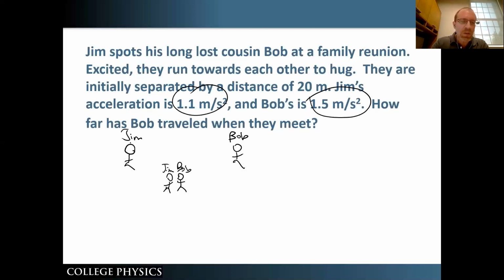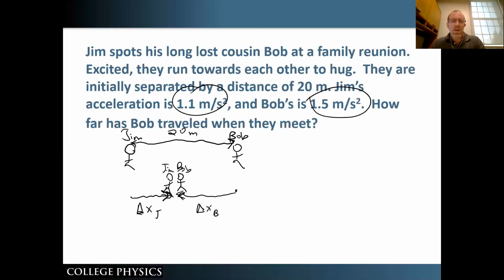Let's see. What do we know? We know that their initial separation is a distance of 20 meters. And then we want to start thinking about some physics things. So first off, Jim's displacement goes there. That's delta x for Jim. And then Bob starts over here and his displacement goes this way. These two arrowheads should meet up though. So this is delta x for Bob. All right, so there's my displacements.